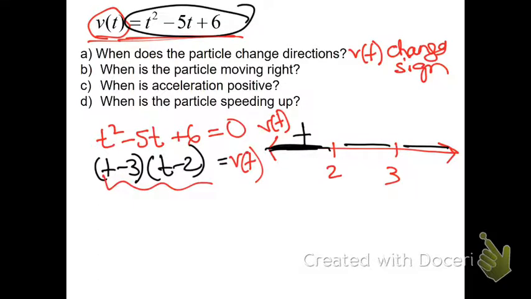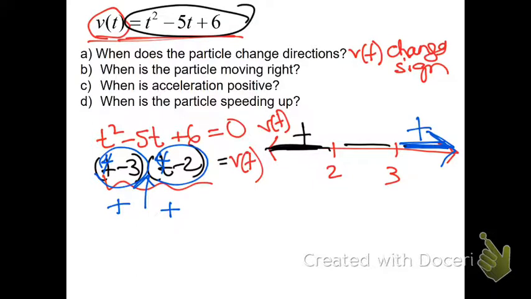So now I'm going to skip over to this side, plug in a number greater than 3. Anything you want, 4, 5, 6, 1,000, who cares? If I plug in a t greater than 3, like 4, here and here, 4 minus 3, that'll be a positive. 4 minus 2, that's a positive. And when I multiply two positives, you're going to get a positive.